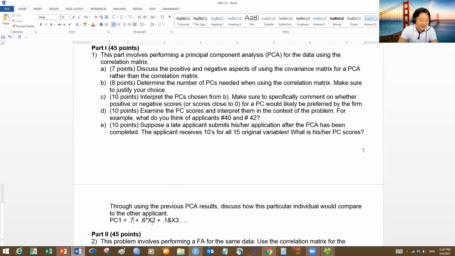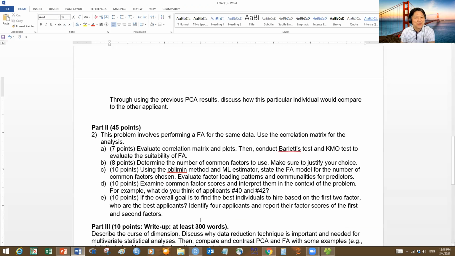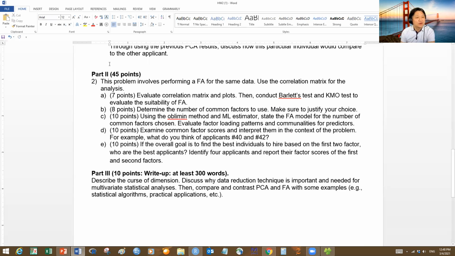Okay, that will be 10. So 10 times 10 times 10, that will be the expected score for that applicant. Okay, I think that this is enough. And then question 2, part 2, okay, they're using the same data.